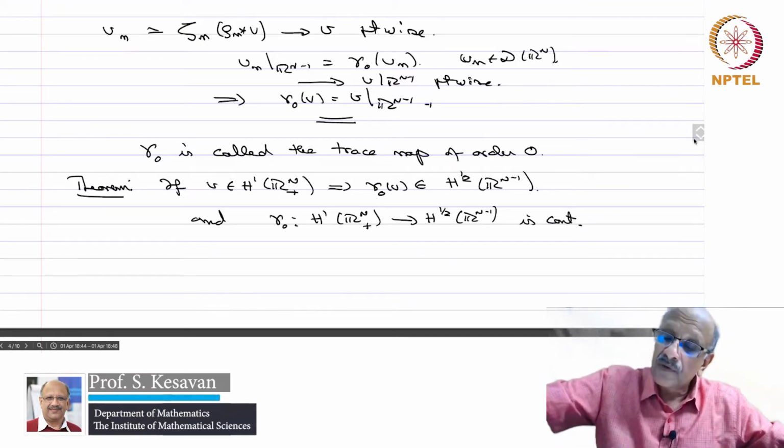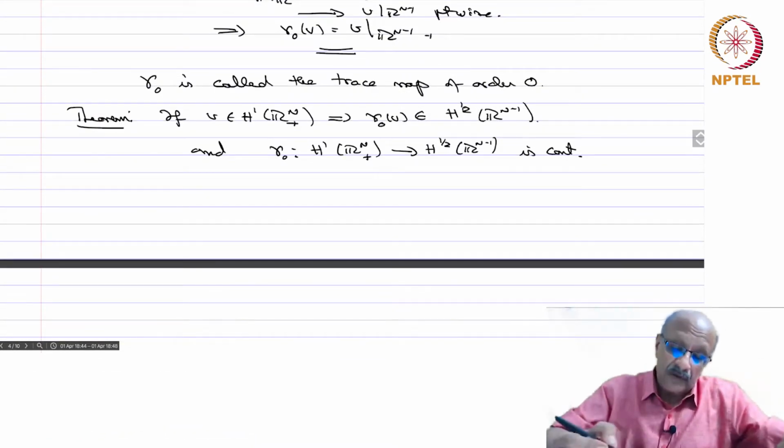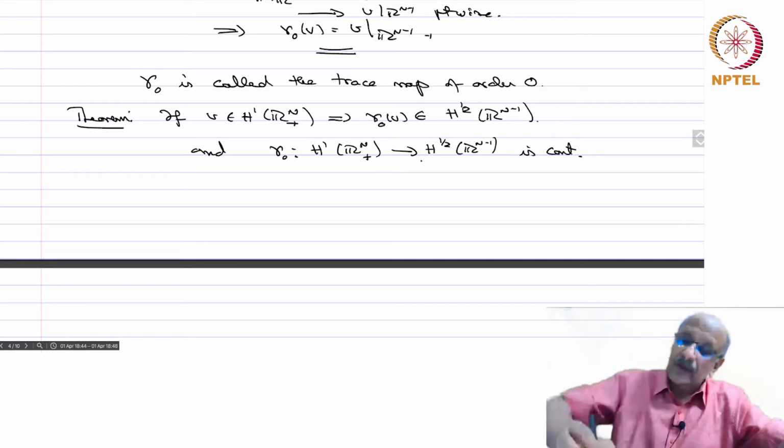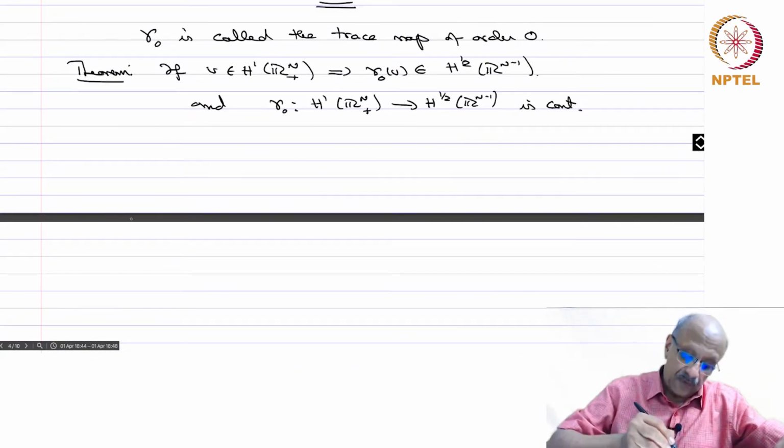Okay, so this is what we would like to show, and in fact later we will show, I won't prove it fully, but it is known that in fact this is a surjective map. Okay, that we will come to at the end. Okay, so proof.